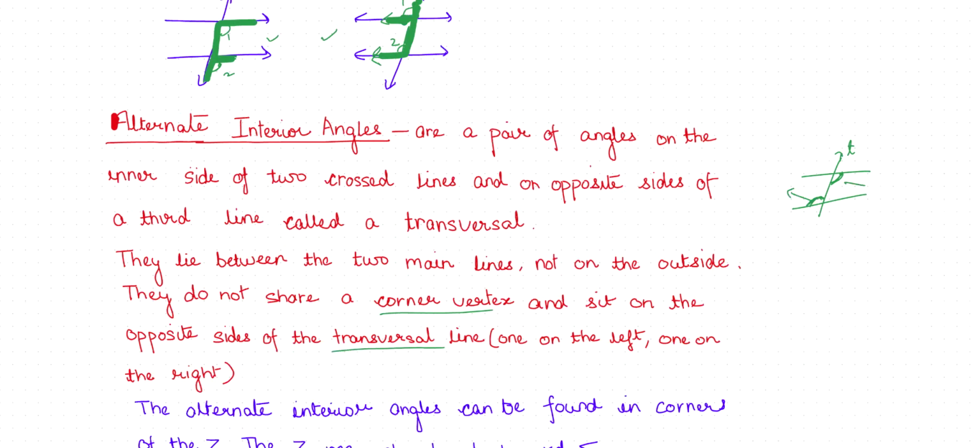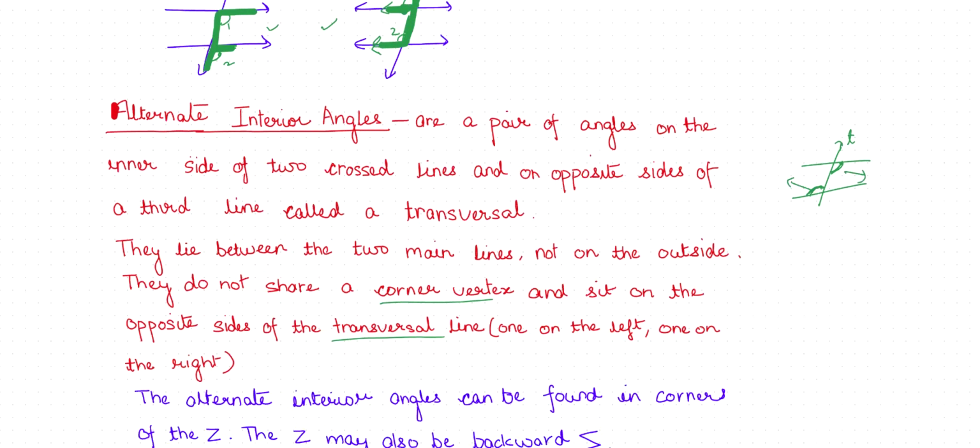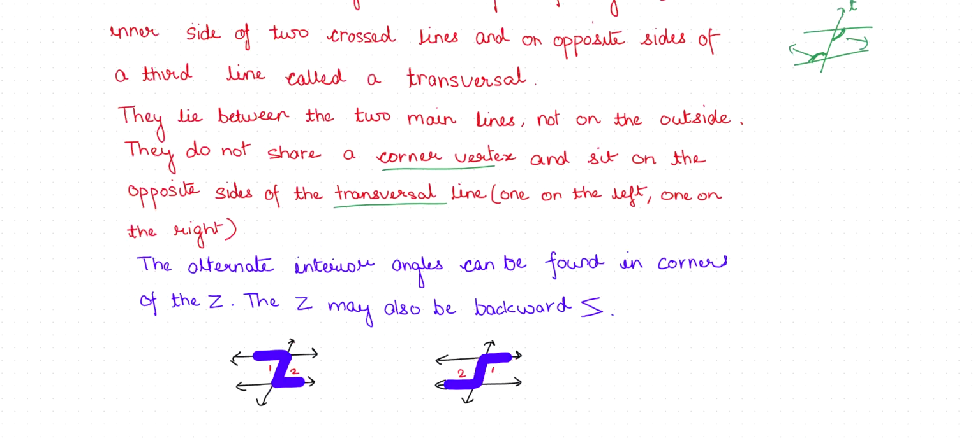So alternate interior angles can be found in the corners of a Z. If we draw a Z like this, they can also be like angle 1 and 2. These are interior, alternate interior. Here also 1 and 2 like this. So the Z can be backward also. So this angle and this angle are alternate interior angles.